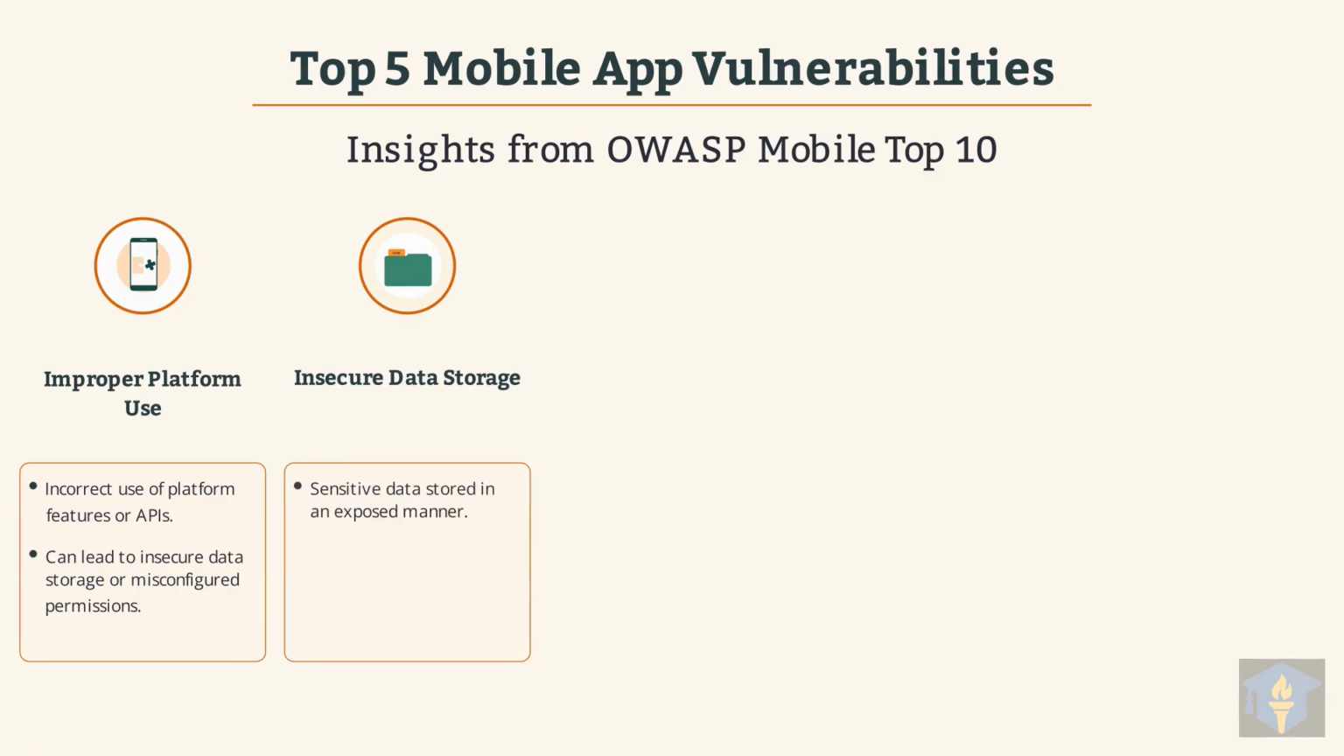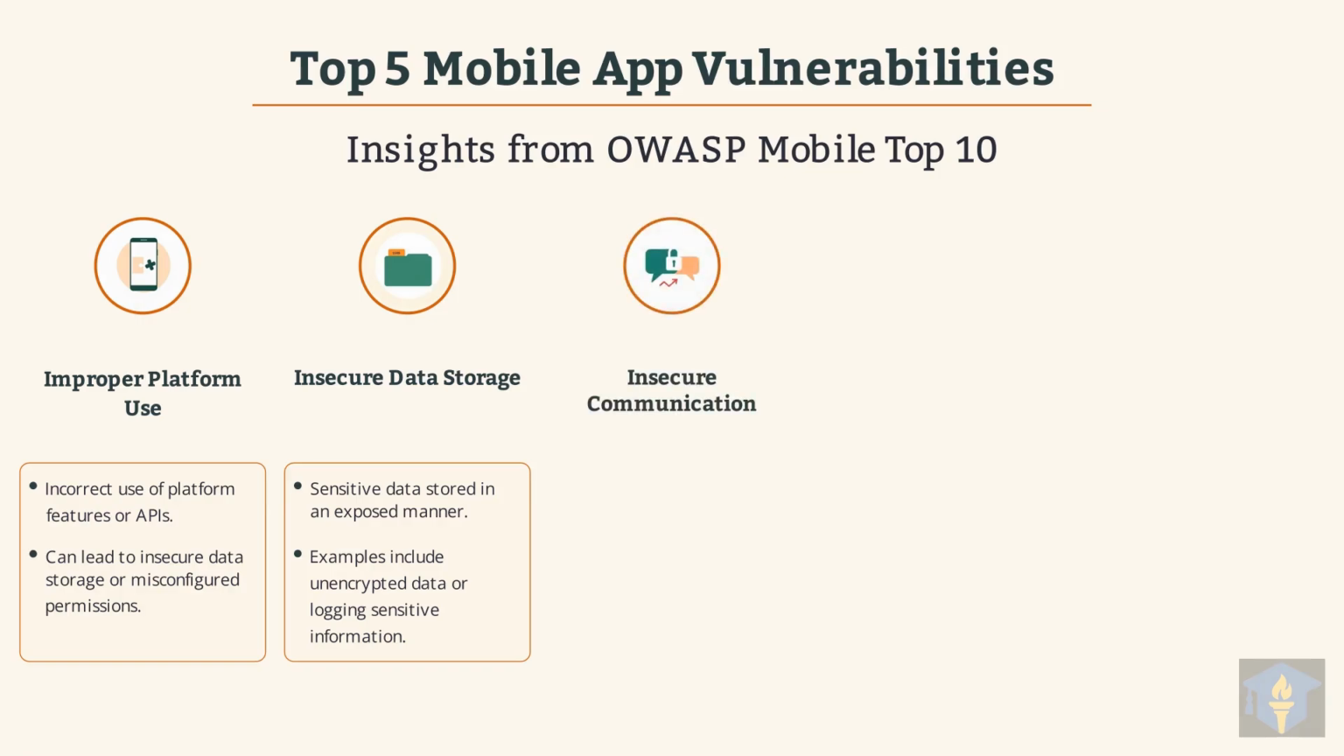This occurs when sensitive data is stored in an exposed manner, making it easily accessible to attackers. Examples include storing unencrypted data or logging sensitive information directly, which are serious security flaws. Another significant risk is insecure communication, where data transmitted between your app and backend is vulnerable.